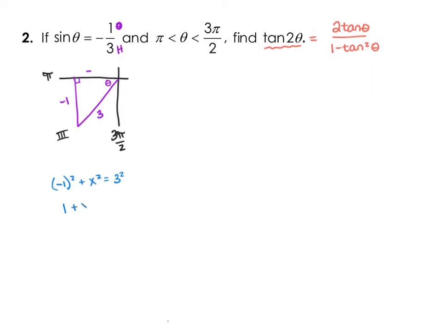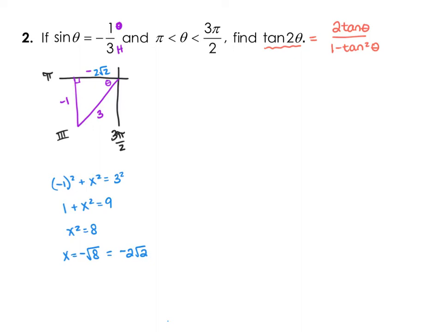So 1 plus x squared equals 9, x squared equals 8, and then we'll have the square root of both sides, so x equals, in this case, the negative square root of 8, which is going to be -2 square roots of 2. Okay, and we know it's negative because of the quadrant that it's in.